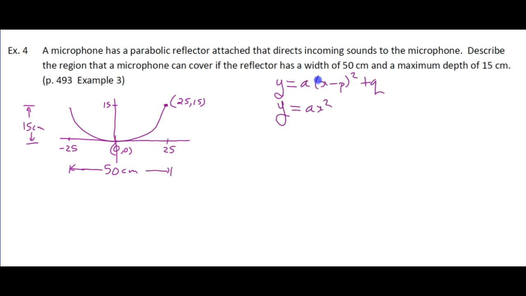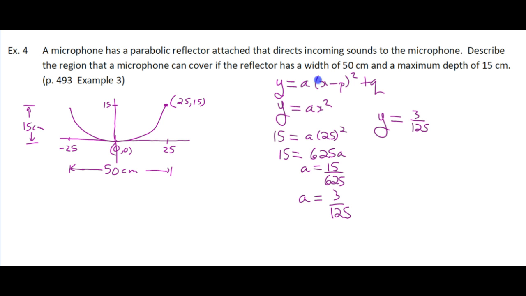Okay, so we know P and Q are 0 and 0, right? We're just dealing with y equals a x squared. We're going to plug in the point: 15 is equal to a times 25 squared. So 15 is 625a, and a is 15 divided by 625, which reduces, and we should reduce these things, so 3 over 125. So the equation is y equals 3 over 125 x squared.